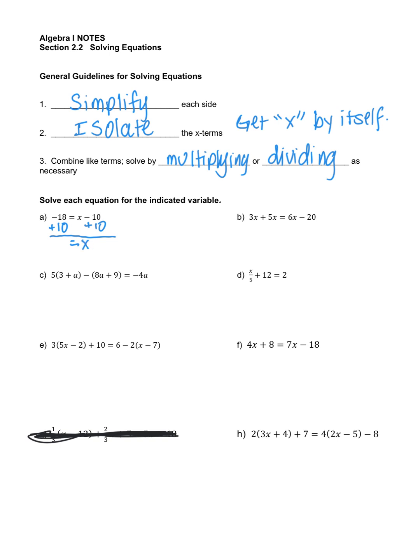This negative 10 and positive 10 cancel each other out. Then we have negative 18 plus 10. That would leave us with negative 8. So our answer is x equals negative 8.